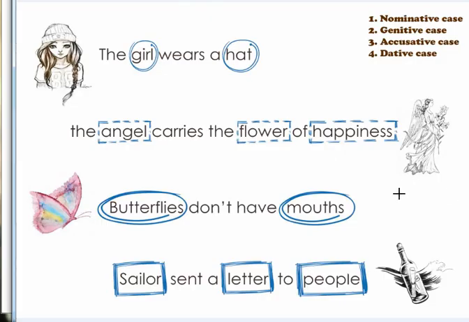Also, today I give you one little exercise bonus. Look at this picture and try to indicate all the cases by yourself. Let me help you with the first one. The girl wears a hat. The girl is a nominative case because it stands before the verb. The verb here is wears. The hat is accusative case because it stands after the verb.